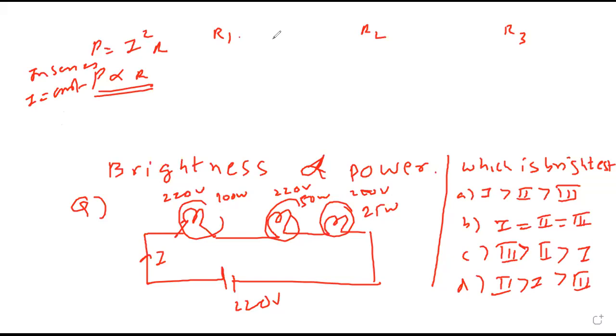So first bulb resistance will be V square upon power across this. Okay. Second is V2 square upon power. Third is V3 square upon power. What you will take V1 as? 220 पे उसका पावर 100 है ना, ऐसा मतलब होता है ना. ये 220 पे पावर 50, ये 220 पे पावर 25.